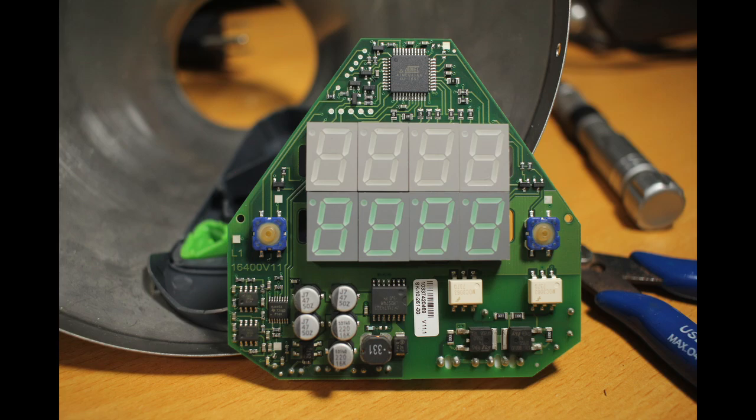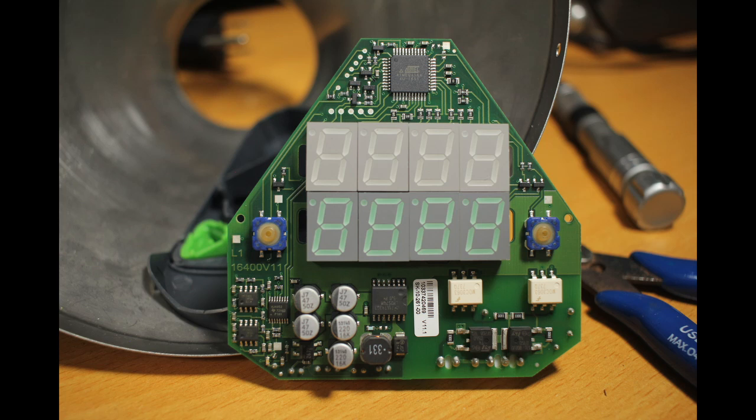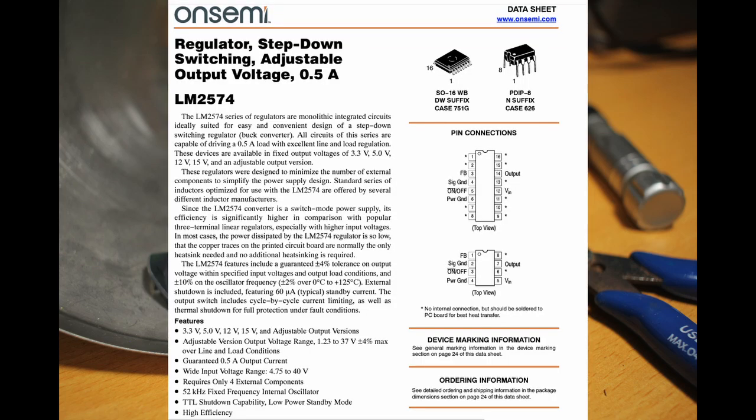The DC part is powered from the transformer, which converts from 220 volt AC to 15 volt AC. The 15 volt AC goes through this bridge rectifier to the LM2574M regulator. This regulator powers all the DC components.